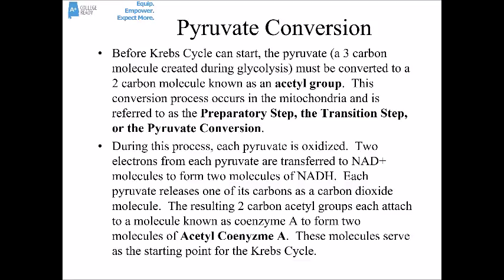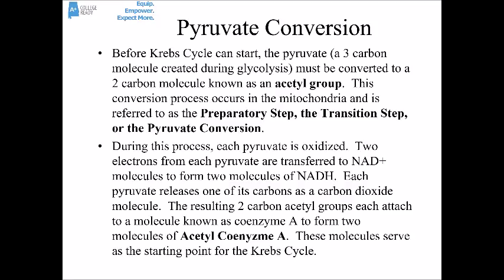During this process, the pyruvate is oxidized. So 2 electrons from each one of those pyruvates are transferred either to NAD plus to make NADH or to FAD to make FADH2. Each pyruvate then releases one of its carbons as carbon dioxide gas. What's left behind is a 2-carbon group called an acetyl group. That attaches to a coenzyme that's already in the mitochondria to form a molecule of a substance called acetyl coenzyme A. The acetyl coenzyme A molecules serve as the starting points for the Krebs cycle.